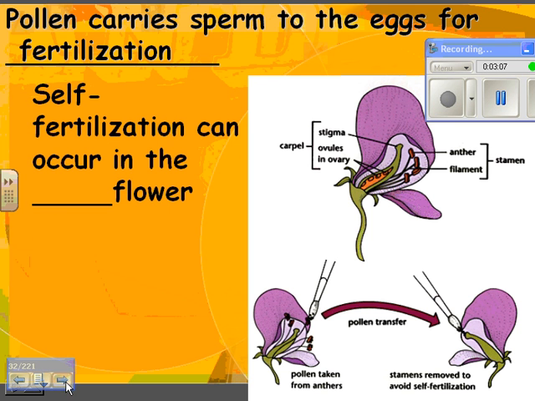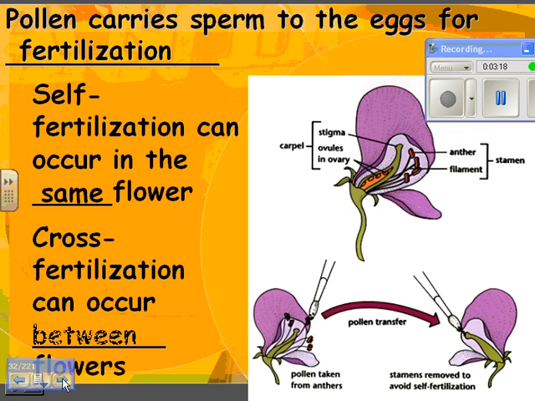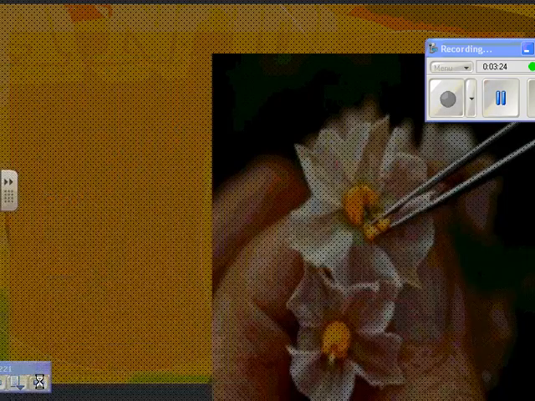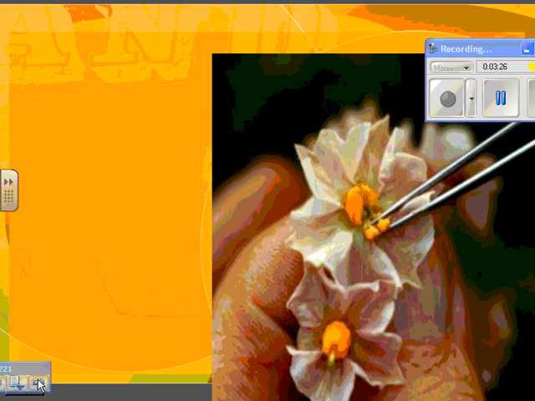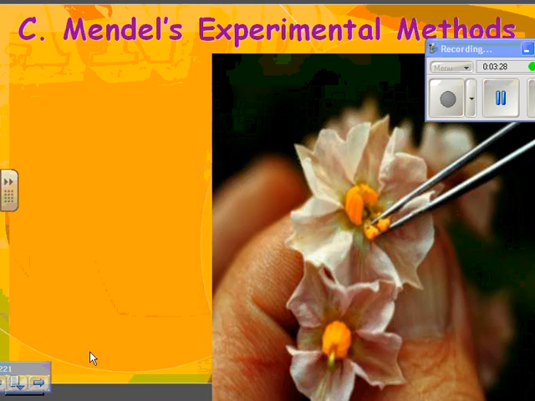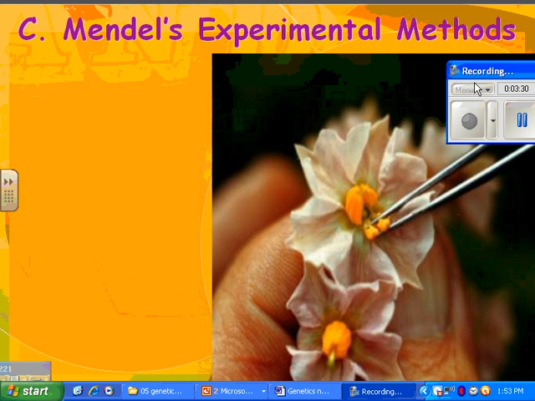So self-fertilization can occur in the same flower. So that's what could happen right here because the boy parts and the girl parts are all in one flower. And cross-fertilization can happen between flowers. And so that's what's happening right here. So we had to keep really, really good records. So this is a picture of what he would do to take off the male parts.